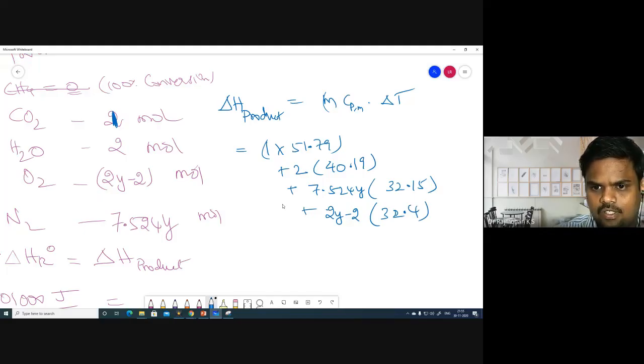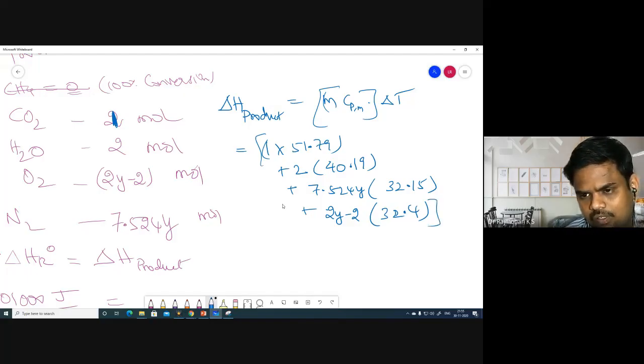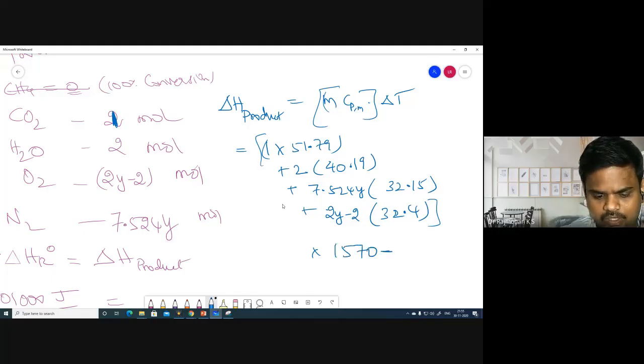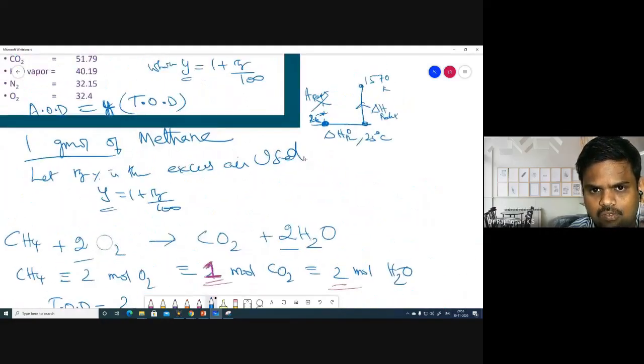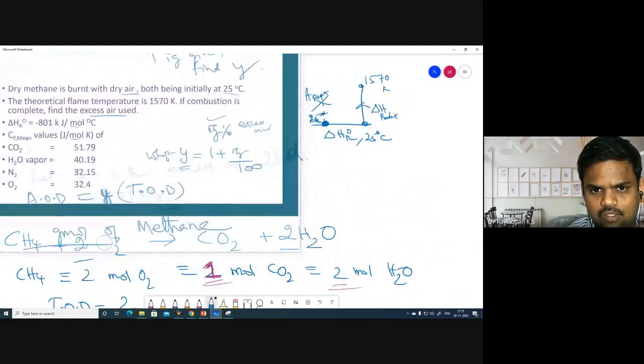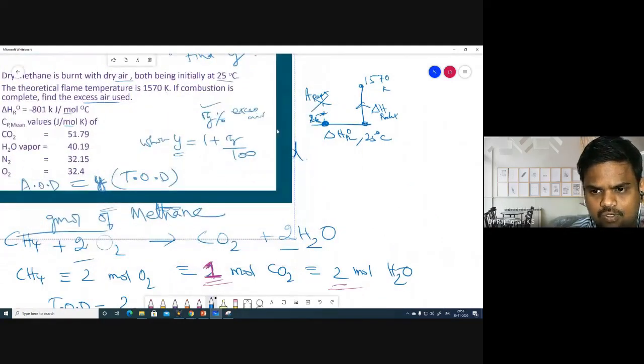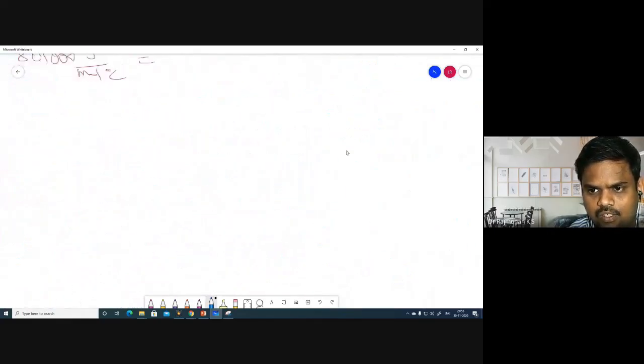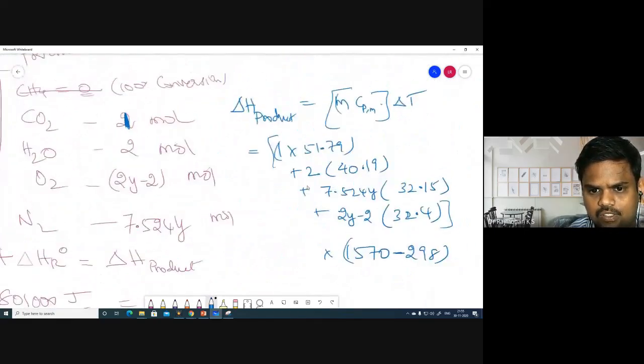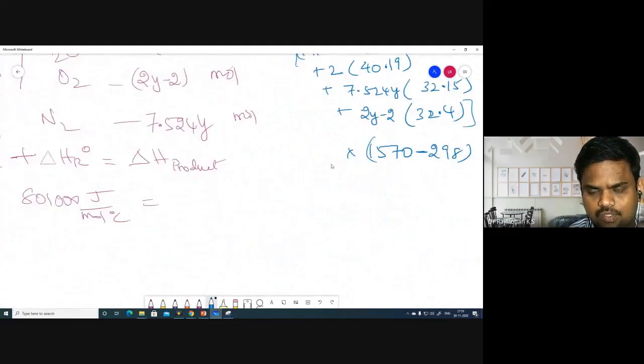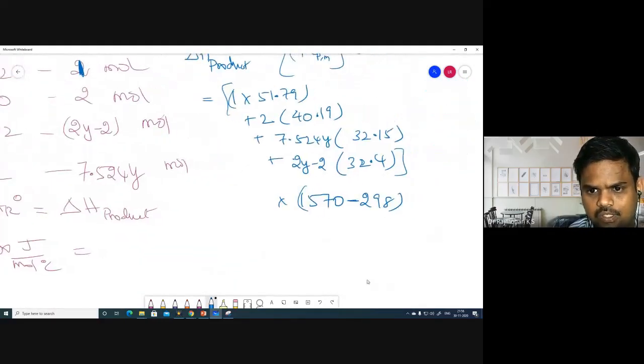So what you get in this is the Cp value, the Cp dT. Then we can multiply by delta T. What is delta T? 1570 minus 298 Kelvin. Remember that in the question it is given in degree Celsius, so we have to convert to Kelvin, right? Okay, 1570 Kelvin is given. So 1570 minus 298 Kelvin. So we get this equation, and this should be equal to this. Whatever we get is delta H of the product.